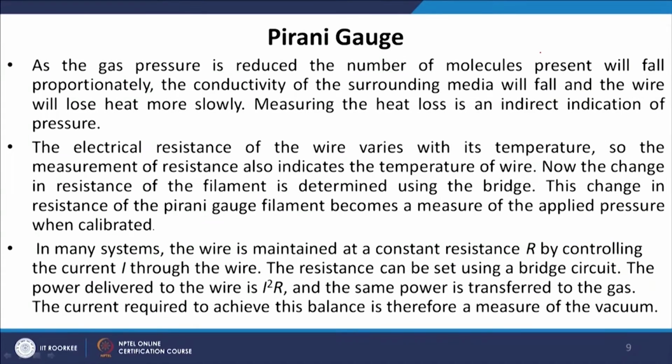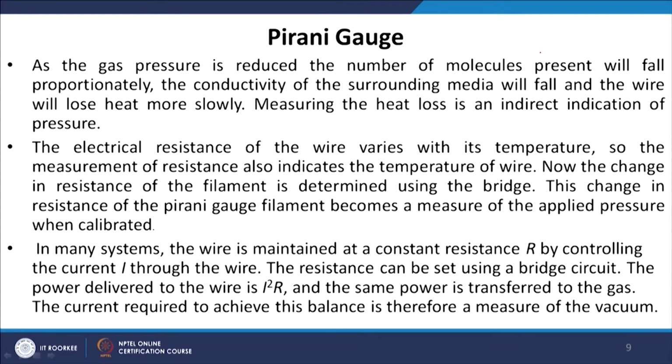Now, we have learned that the number of gas molecules in a system is also a measure of the pressure inside the system. That means the heat loss inside the system is a measure of the pressure in the system. So, by measuring the heat loss, indirectly we can measure the pressure inside the chamber, and that is the working principle behind this gauge. The electrical resistance of the wire varies with its temperature. So, the measurement of the resistance also indicates the temperature of the wire. Now, the change in resistance of the filament is determined using this bridge.